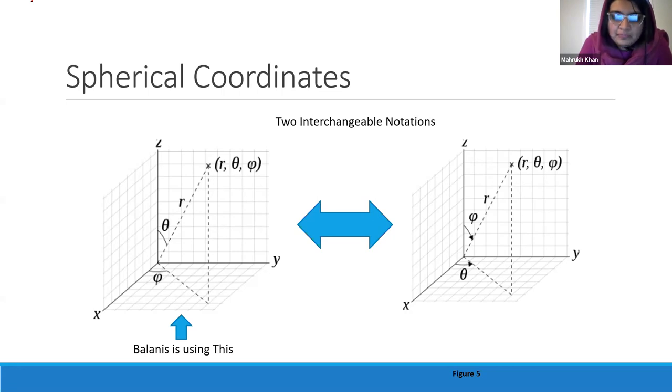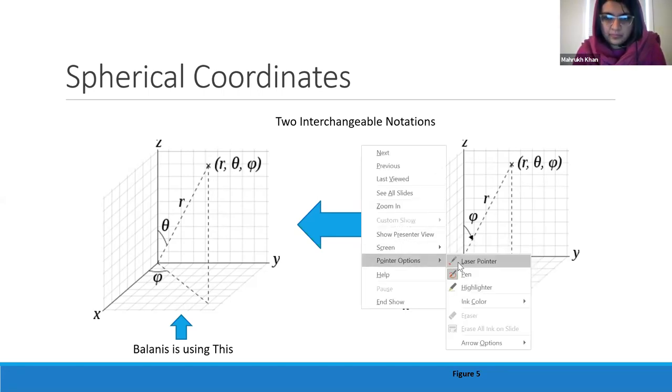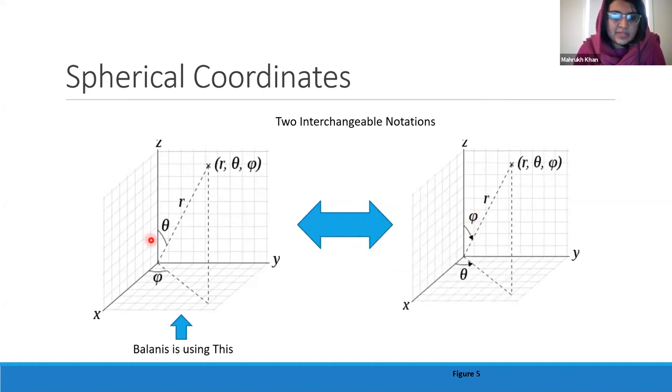Okay, so this is the spherical coordinate system, okay? If you think about spherical coordinates, there are two interchangeable notations. Some of the books say this is phi, some say this is theta, okay? It's all okay to consider that, but we will use this notation, where this is our theta and this is our phi. What actually are spherical coordinates?